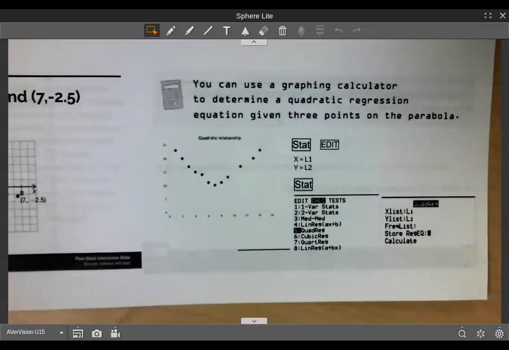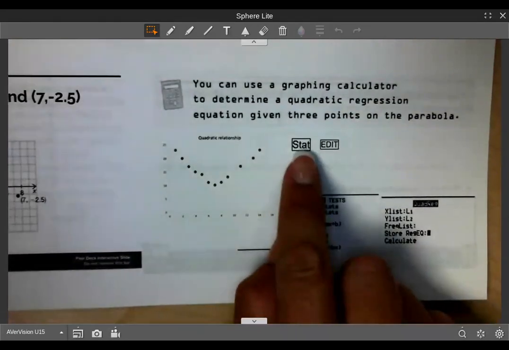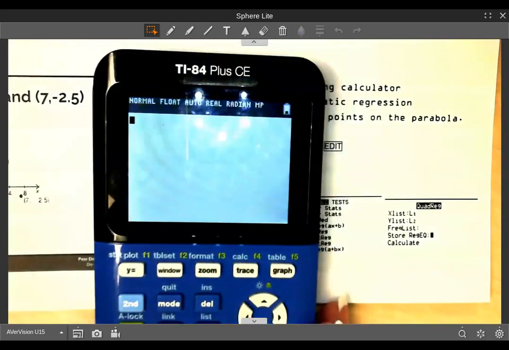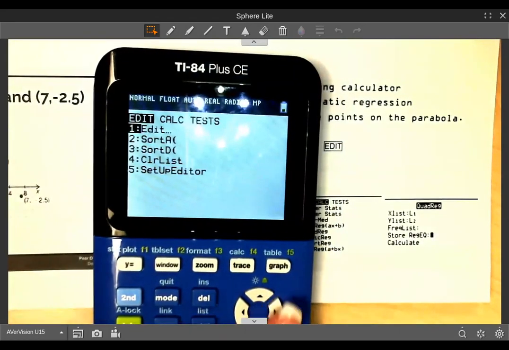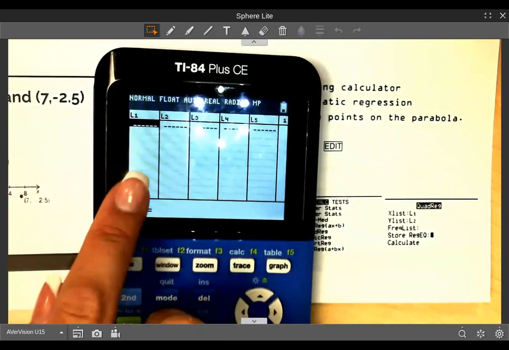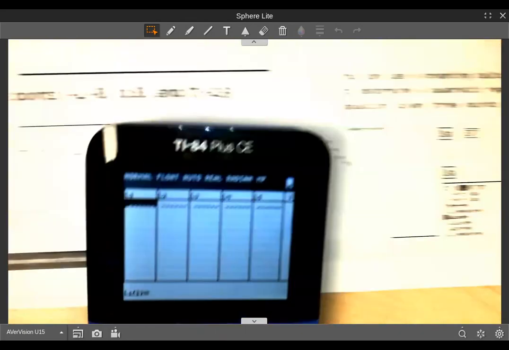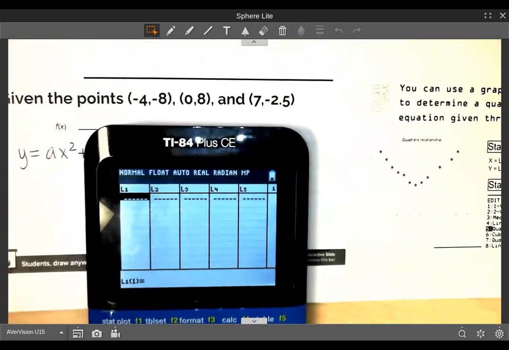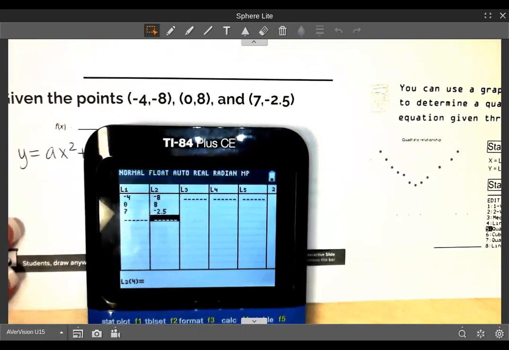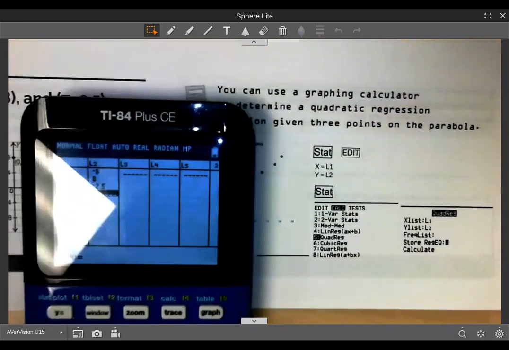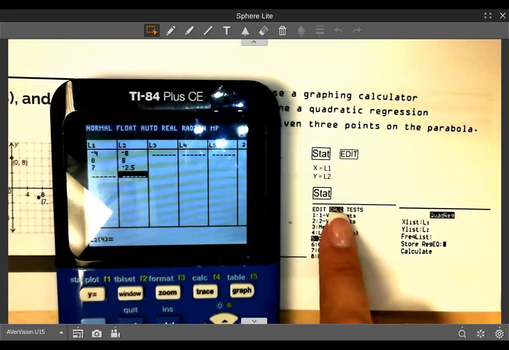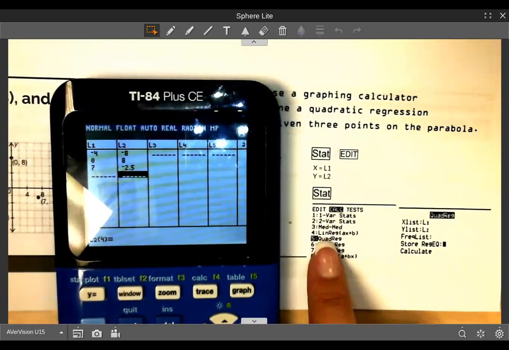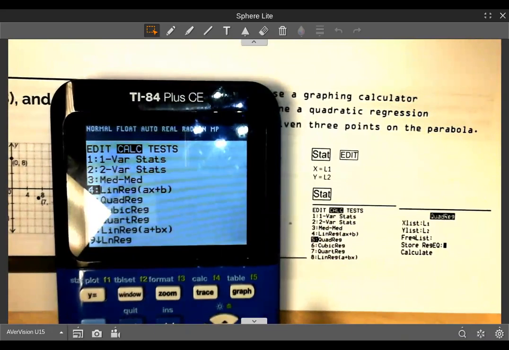When we are writing it in the standard form, we are going to go to Stat Edit. So here is my calculator. Stat Edit. In L1, I'm going to put the x values, and in L2, I'm going to put the y values. So if I'm given 3 points like this, I can go ahead and plug in -4, 0, and 7 for my x's, and -8, 8, and -2.5 for my y's. We then hit stat again, and we want to go to calculate, and this time we want to do quadratic regression. You have done linear regression before.